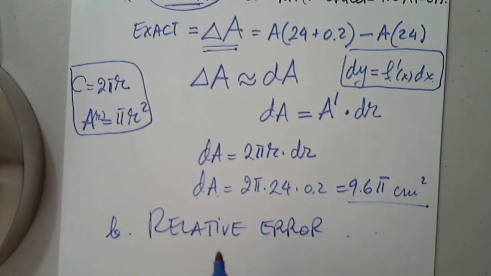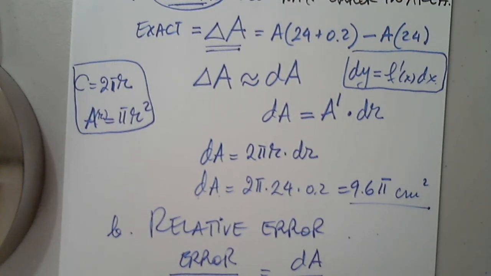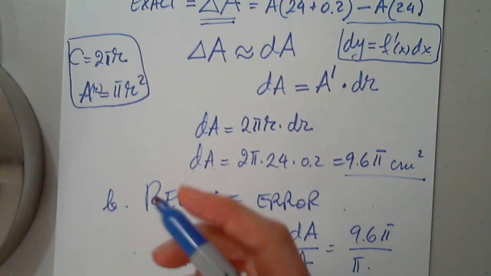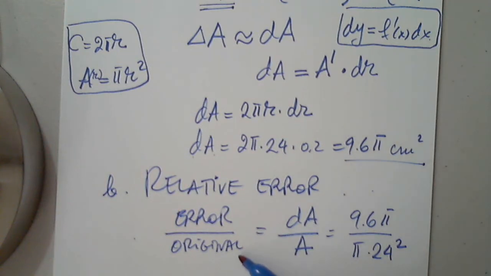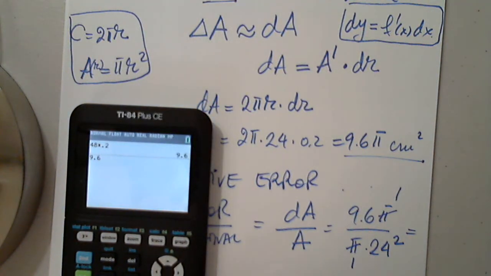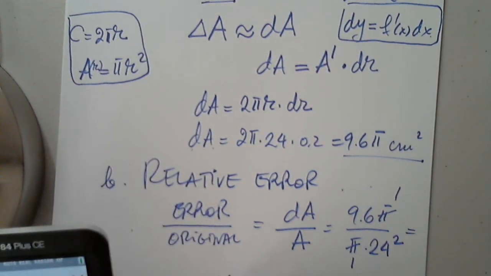So the relative error is always error over original. In other words, it's dA over A. So we know that dA is 9.6 pi. We know that the area is pi times 24 squared. So it's centimeter squared over centimeter squared. There is no measurement unit. So I simplify, and I get 9.6 divided by 24 squared. What did I get? 0.00167.